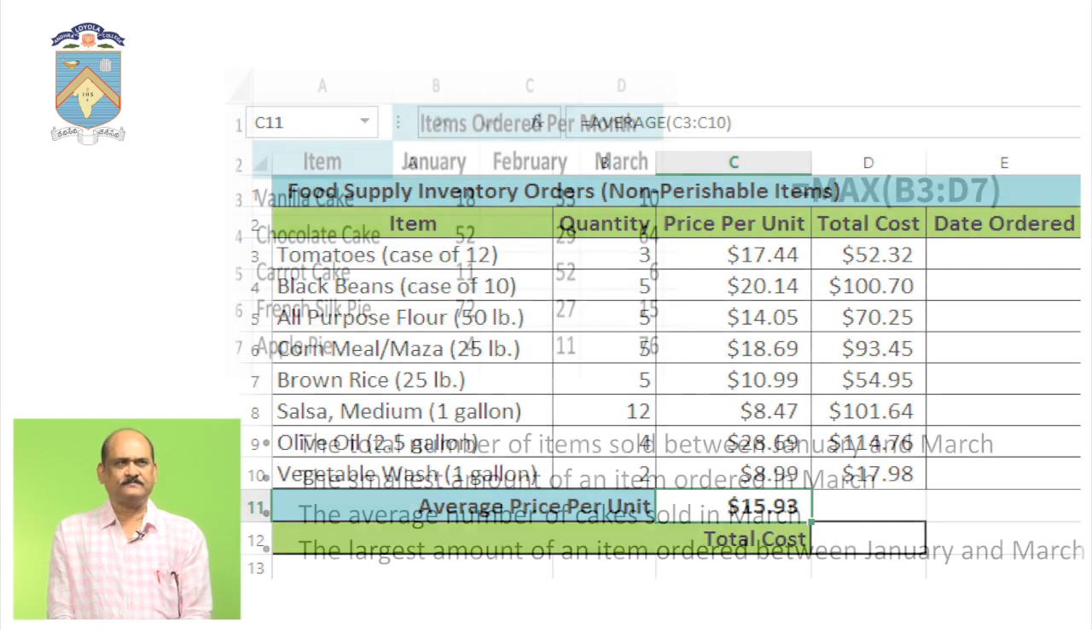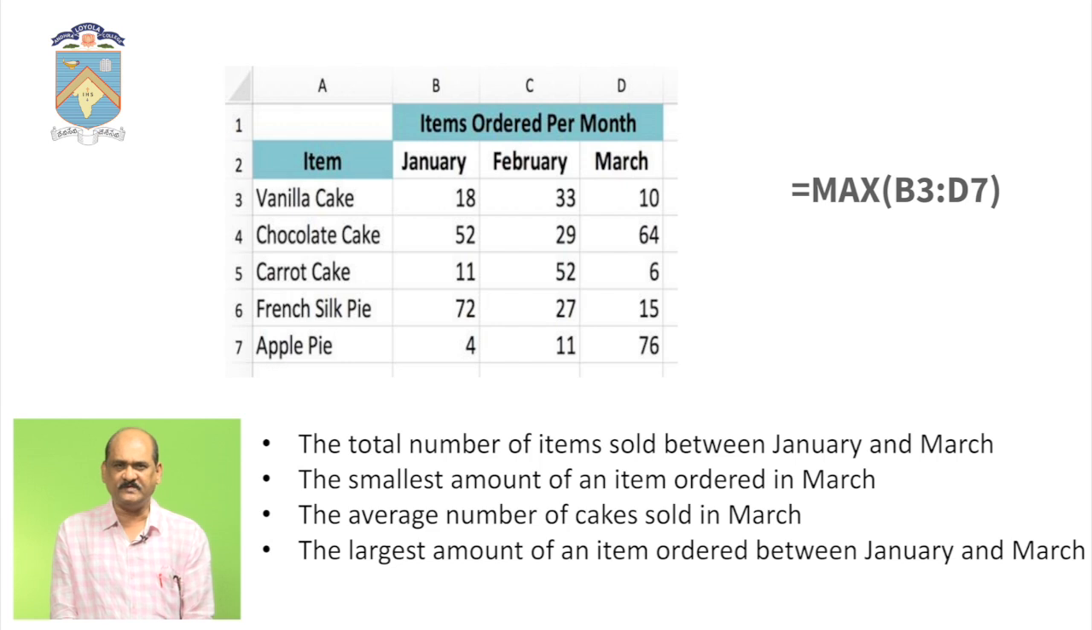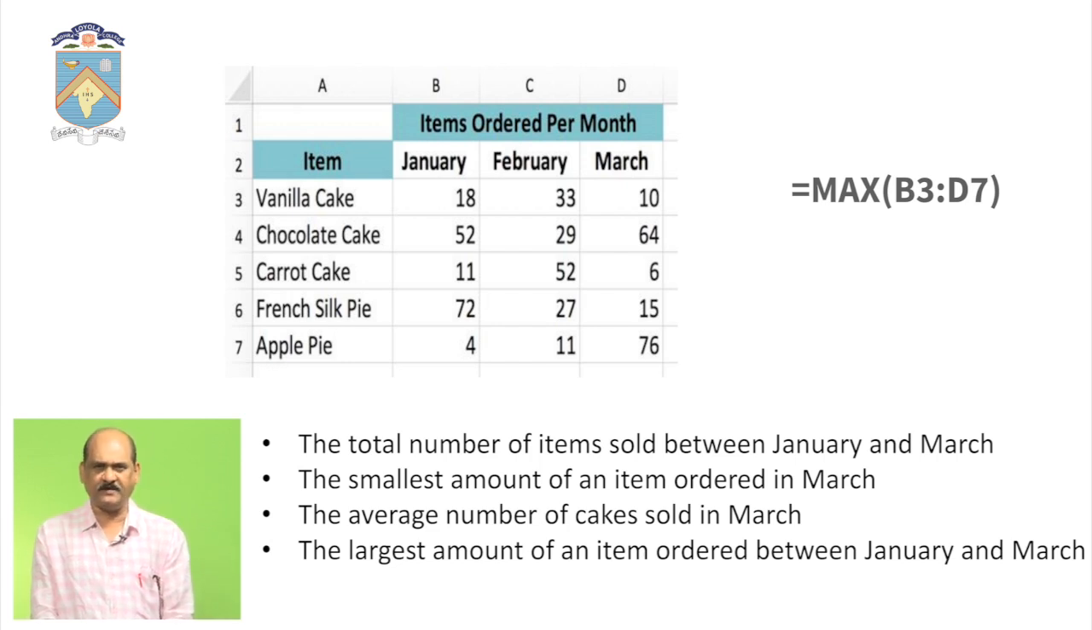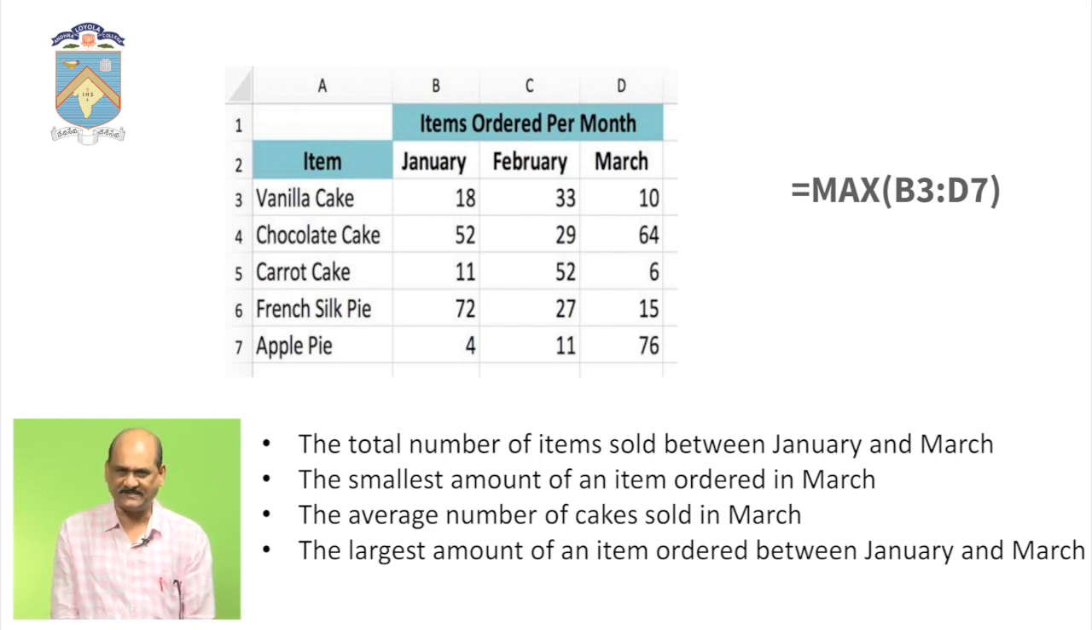And another example is with the maximum of B3 and D7. This is for your understanding and a homework like exercise. Again an Excel sheet is given, and this time with the function maximum of B3 and D7, starting from the B3 cell and ending with the D7 cell, you are asked to calculate the maximum number. Can you find, from January, February, March data of some items ordered per month, the maximum value that Excel calculates?